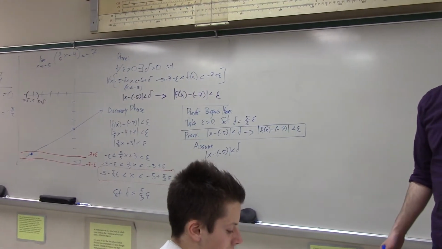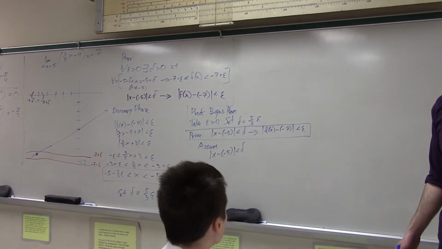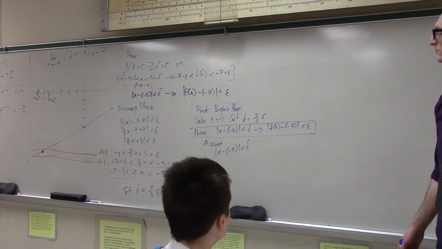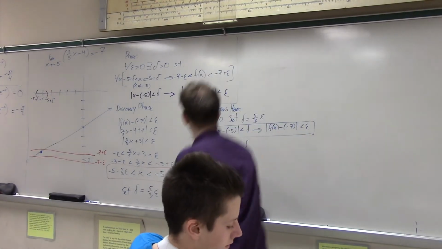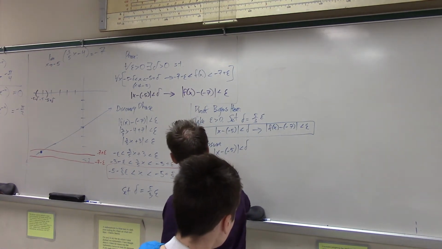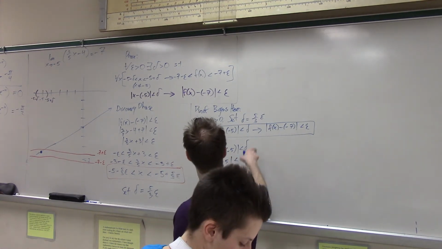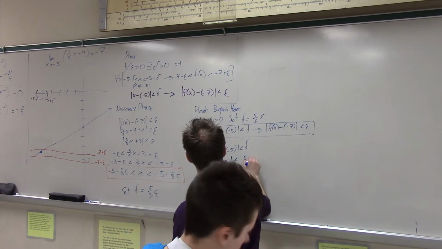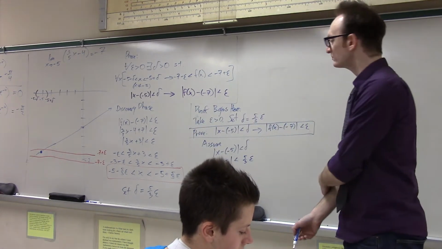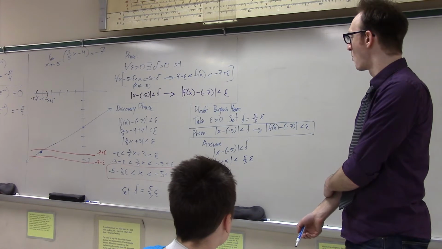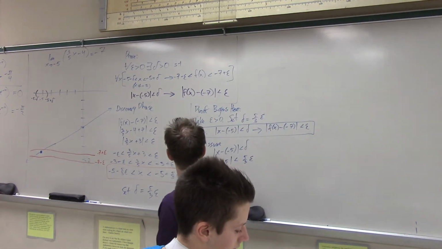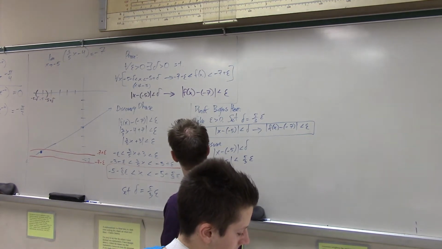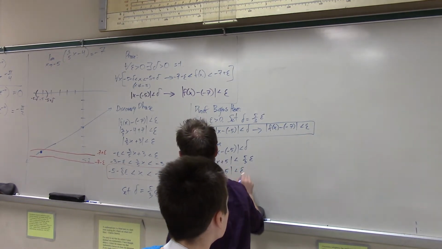So, what should I do? Make it so it's x plus 5 instead of minus -5. Yeah, plug in my formula for delta, right? I know what delta is. Delta is defined to be 5/3 epsilon. Now what? Multiply both sides by 3/5. So I get 3/5 absolute value of x plus 5 is less than epsilon.